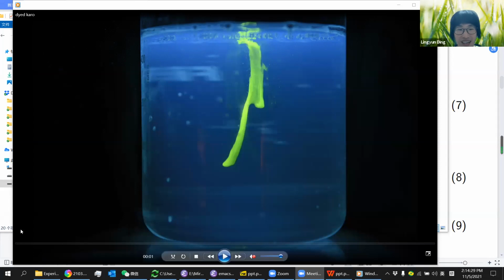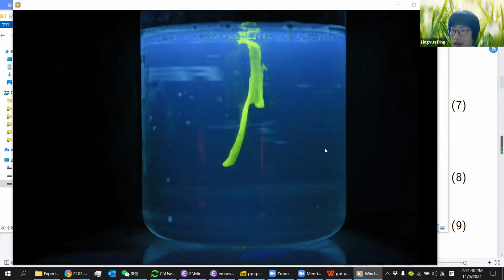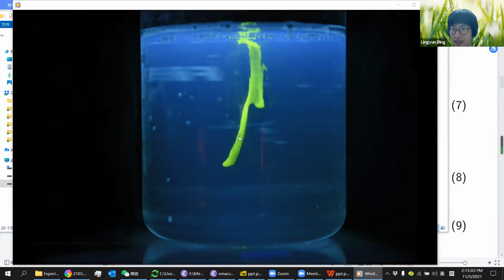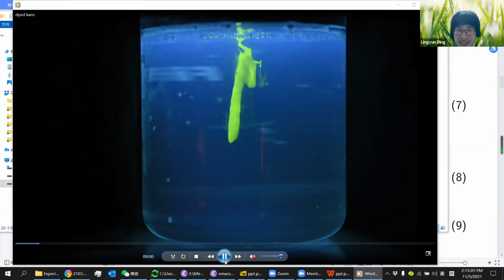Okay, thank you. So in this beaker, that is the syrup. We know that it is a very viscous fluid. The viscosity of that fluid is almost 2,000 times larger than water, so any input momentum will dissipate very quickly. I put some dye inside the syrup. I want to let it diffuse to measure the diffusivity.